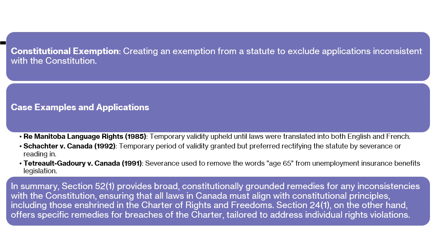So you cannot make any provision or any statute, and you cannot exempt any statute from the constitution, that would be inconsistent. In the Manitoba language rights case, temporary validity was upheld until laws were translated into both English and French. Then in the Schachter case, a temporary period of validity was granted but the court preferred rectifying the statute by severance and reading in. Then in Tétreault-Gadoury, severance was used to remove the words age 65 for unemployment insurance benefits. So for the time being you can suspend something, but that does not mean you can exempt something from the constitution completely.